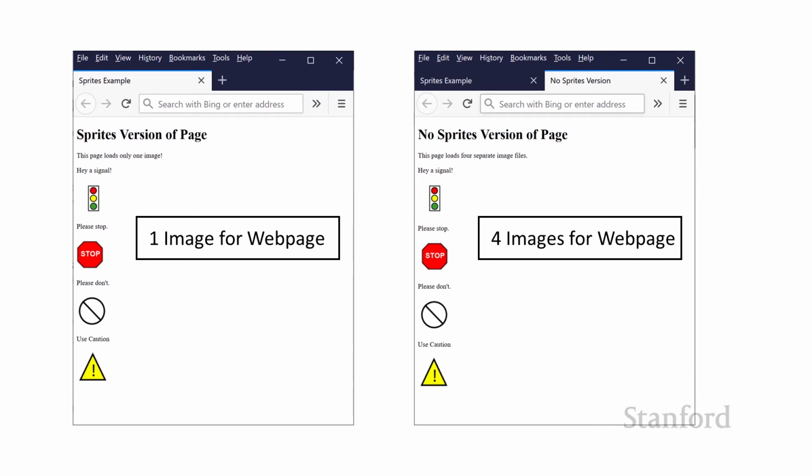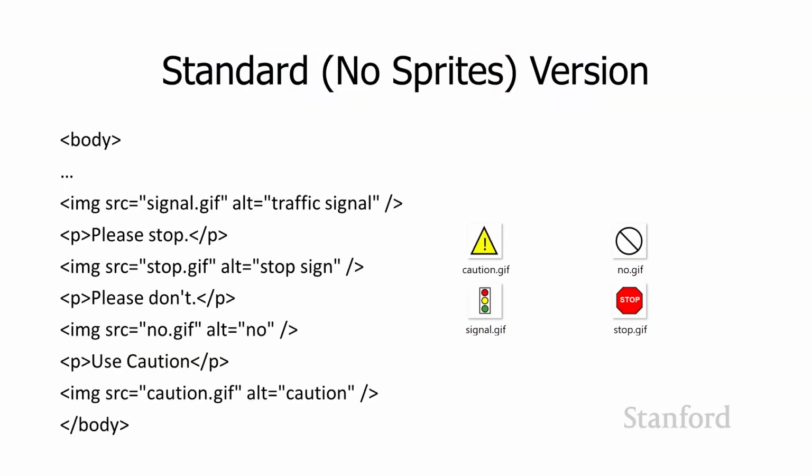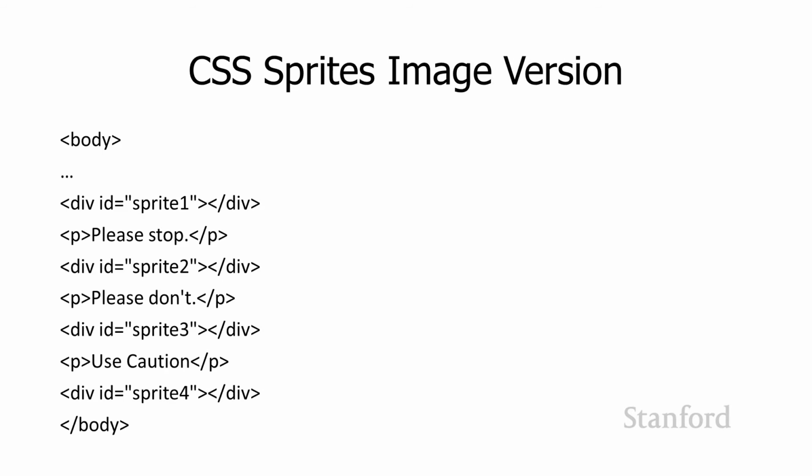How can this be? Well, let's start off with the no Sprites version of the web page. This is the version that you guys can all create at this point. In the body, I've got a bunch of IMG tags. I've got 4 different IMG tags, and I've got 4 different images on the server. So I've got the caution, the no, the signal, and the stop, and those are all independent image files. And they all get loaded by these 4 different IMG tags. Here's what the Sprites version of the HTML looks like.